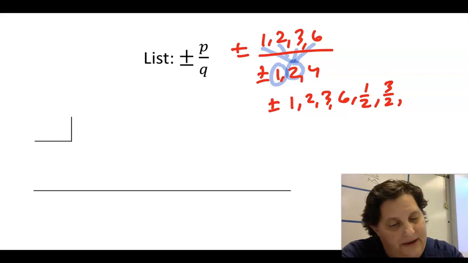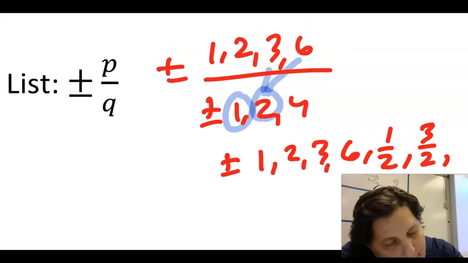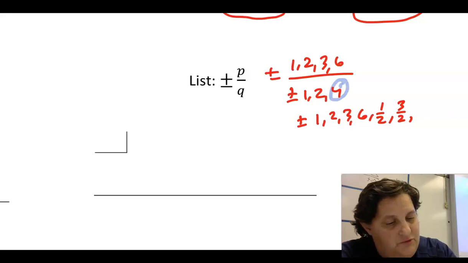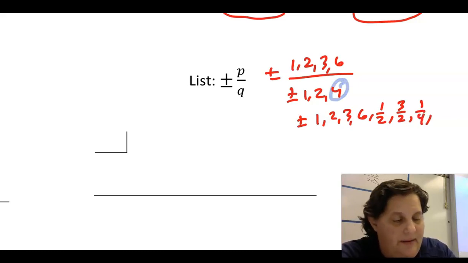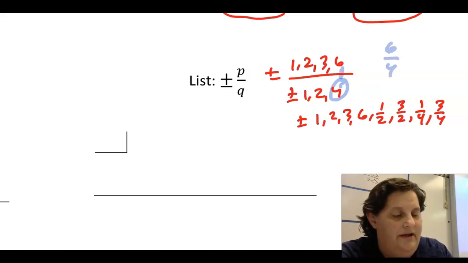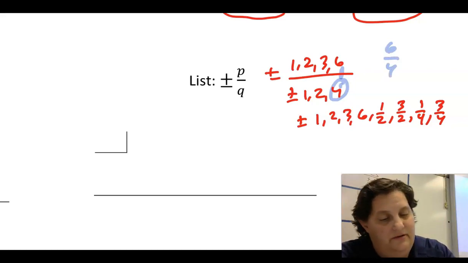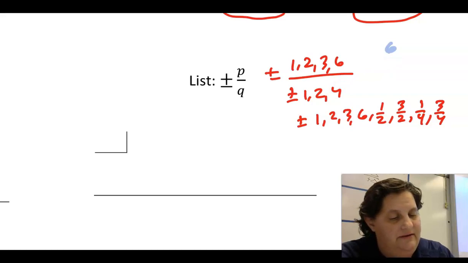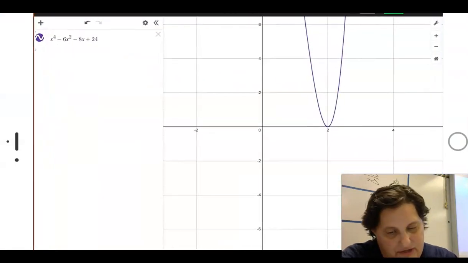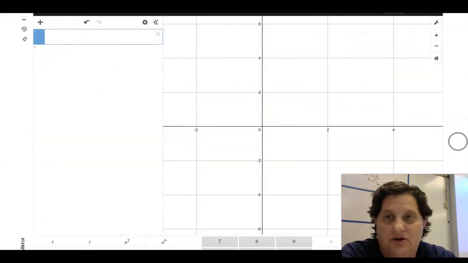Now I'm going to do the over 4s, okay? So that's 1 over 4. I'm not going to put 2 over 4 because 2 over 4 is a half. I already listed it. 3 over 4 I have not listed yet. And then 6 over 4. Well, 6 over 4 is 3 halves, which I already have listed. Now this is a lot of numbers that I would have to try. You'd go through and test 1, -1, 2, -2, 3, -3, but I'm actually going to put this in decimals and try to see from here.